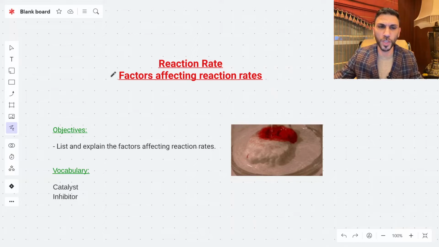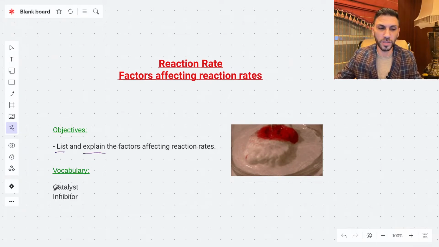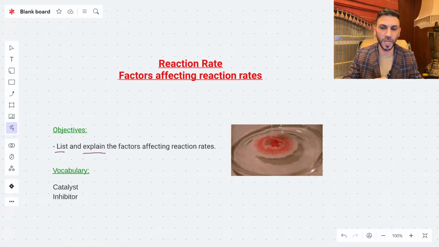Today we're going to focus on the factors affecting the reaction rates. Our new objective is to list and explain the factors affecting the reaction rate. So we need to list them, and also we need to explain each of them. Our vocabulary are the catalyst and the inhibitor.